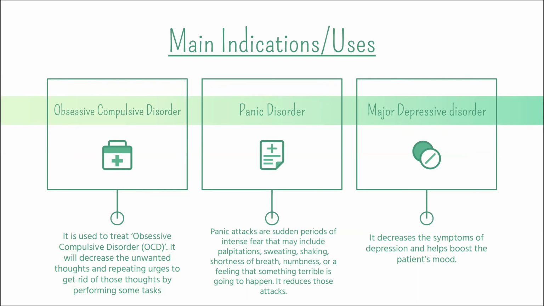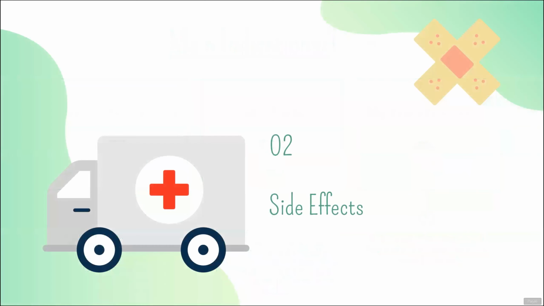Other than that, clomipramine is also used in panic disorder and major depressive disorder. In panic disorder, it is used to minimize the occurrence of attacks, whereas in major depressive disorder or depression, it is used to elevate patient mood. But its main indication is still OCD.